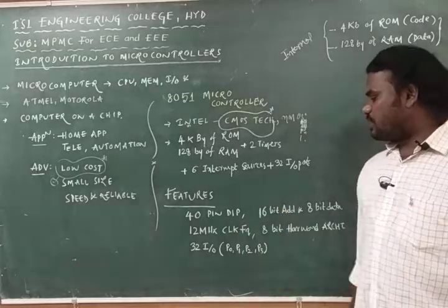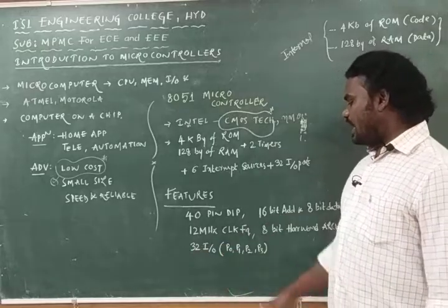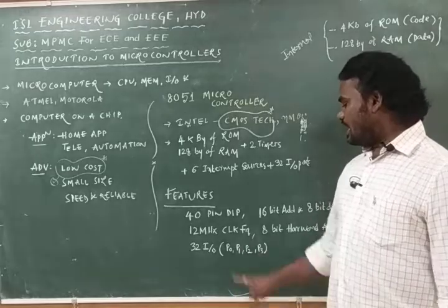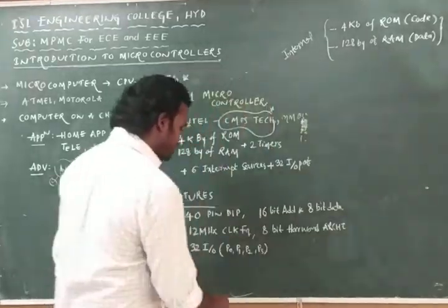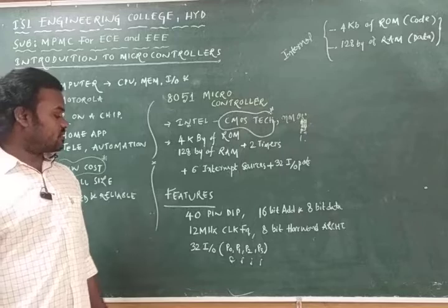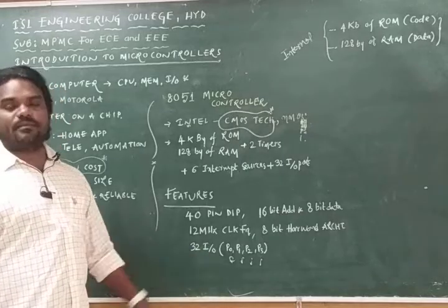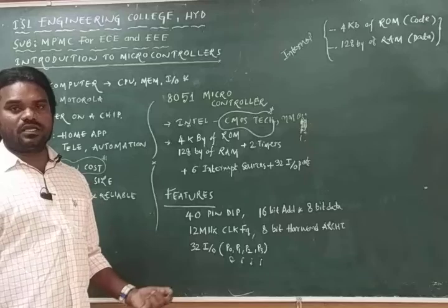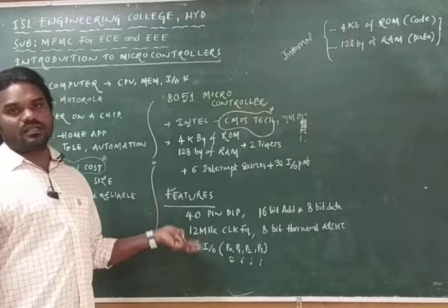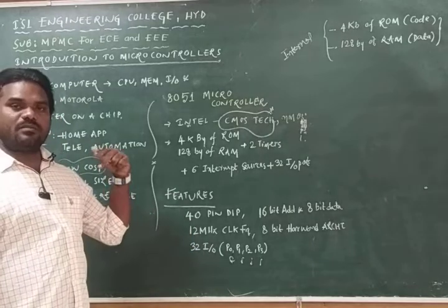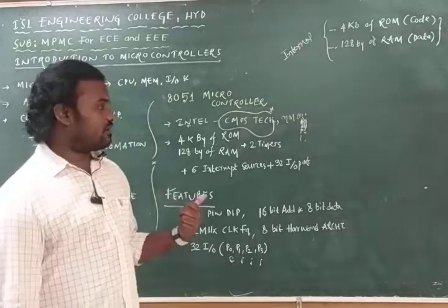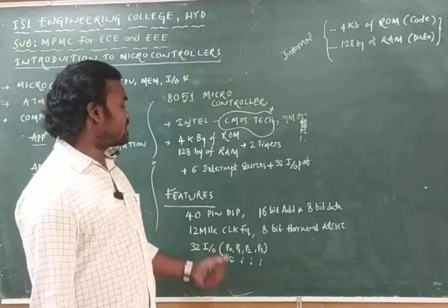It has 32 IO ports, divided into 4 groups: group 0, group 1, group 2, group 3, and each group consists of 8 pins, so 4 times 8 is 32 IO pins. These 32 IO pins are bidirectional and can be connected to input output devices, so they can be input to the 8051 and output from the microcontroller, the 8051.